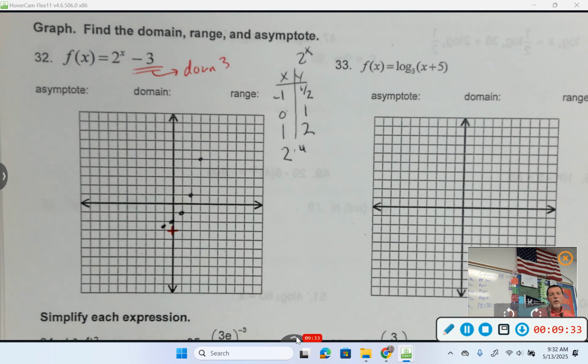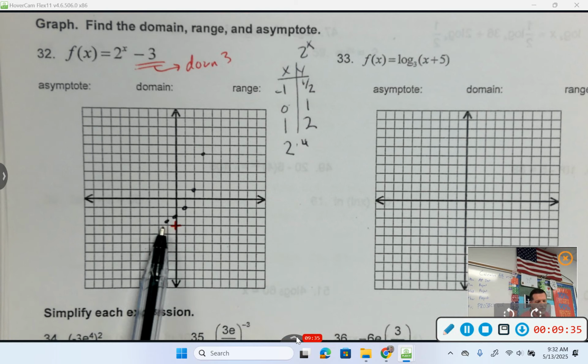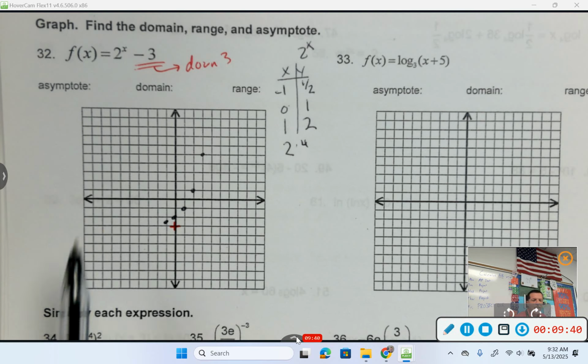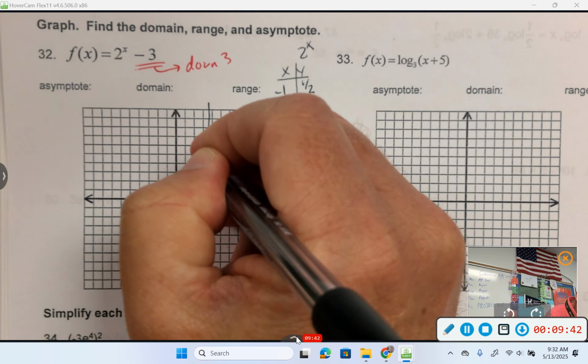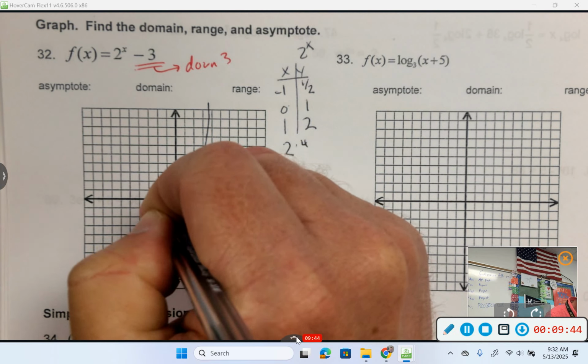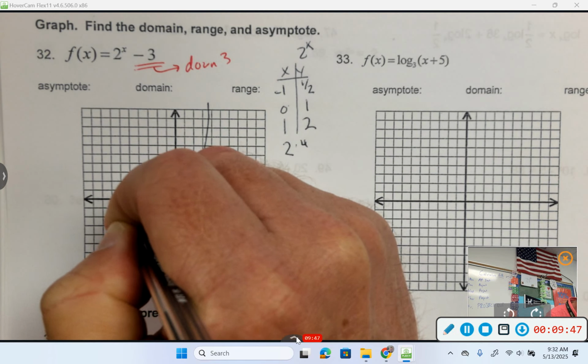Another one. Going the other way, 1/2, this is where it starts getting close to 0. 1/4, 1/8, 1/16. I'm not graphing any of those. I'm just sort of mentally reminding myself that I'm getting closer and closer to that asymptote.